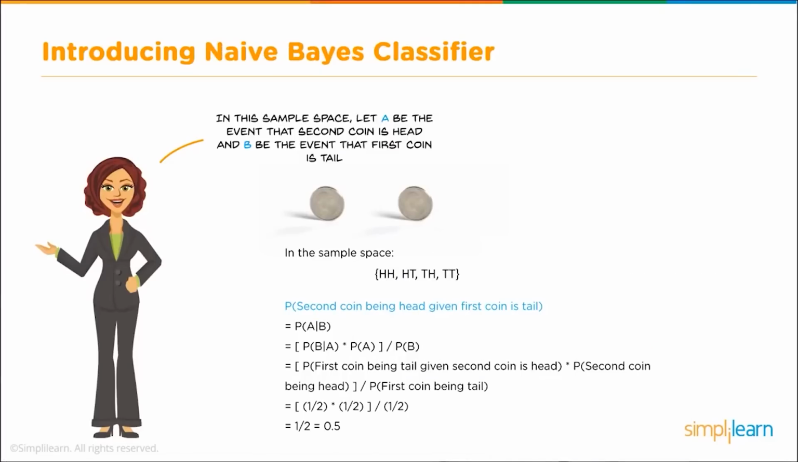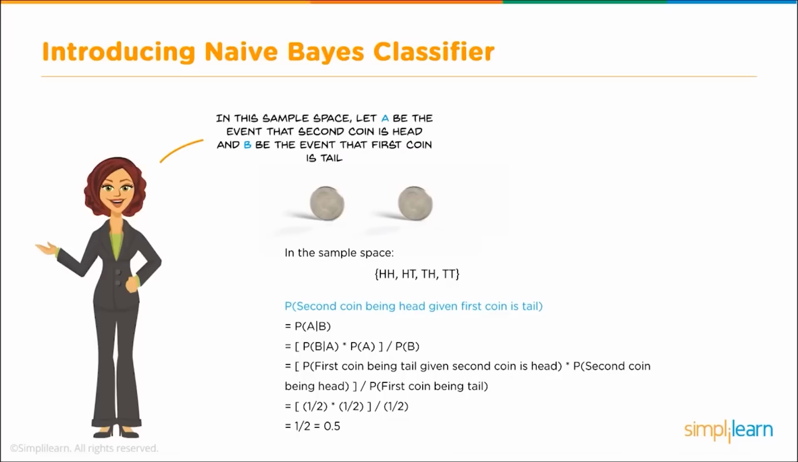In this sample space, let A be the event that the second coin is head and B be the event that the first coin is tails. Again, we reversed it because we want to know what the second event is going to be, so we're going to be focusing on A. And we write that out as the probability of A given B. And we know from our formula that this equals the probability of B given A times the probability of A over the probability of B.